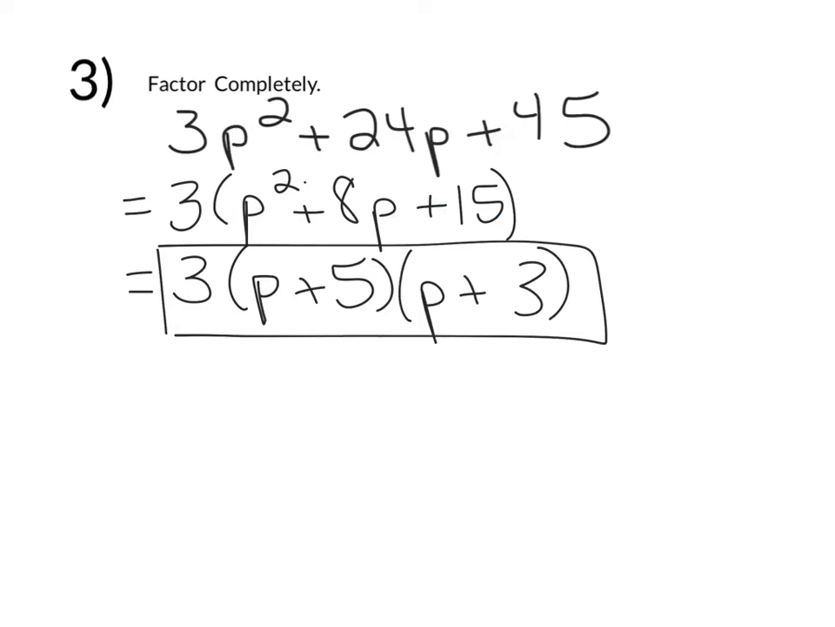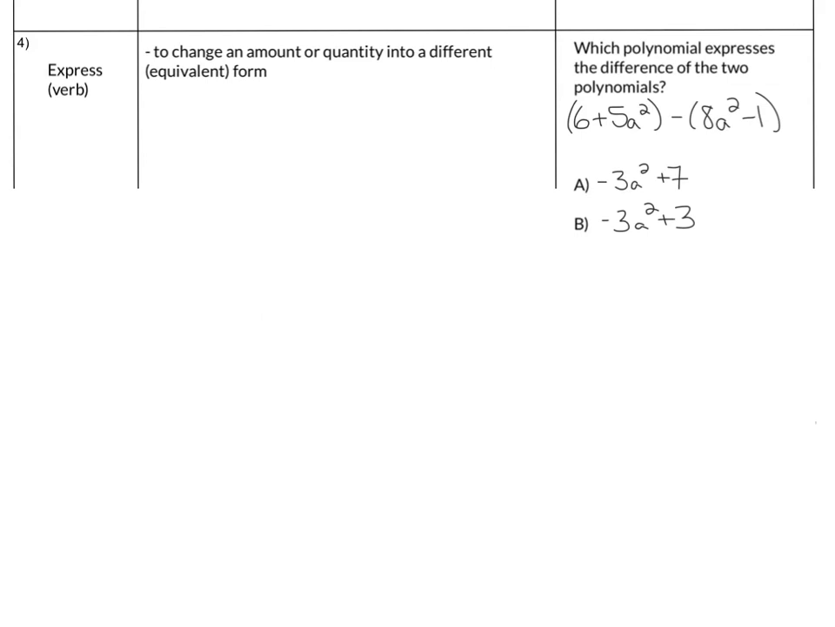Okay, our third vocab word, but it's in the for space, is express, and this is as a verb. So to express something is, in mathematics, to change an amount or quantity into a different and still equivalent form. We already talked about equivalent. Express is another way to say we're going to change this into an equivalent form. So we talked about equivalent expressions and equivalent.